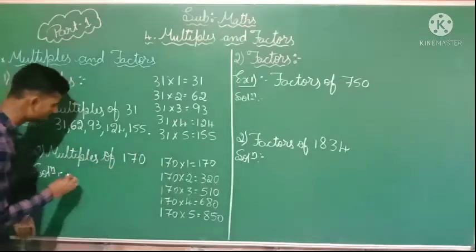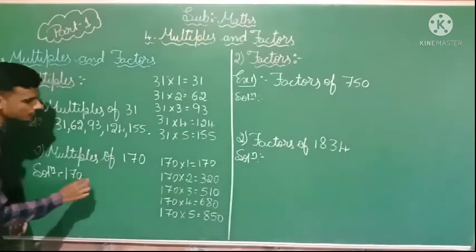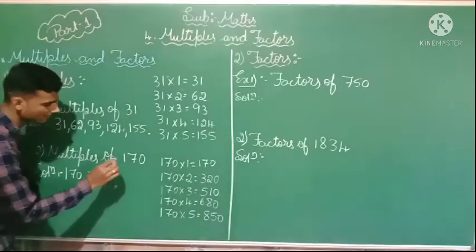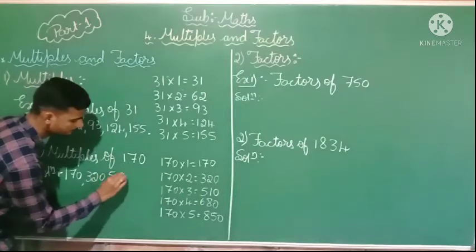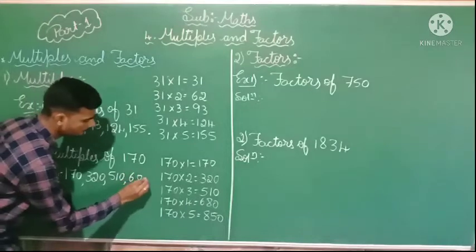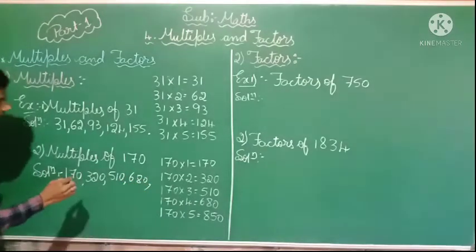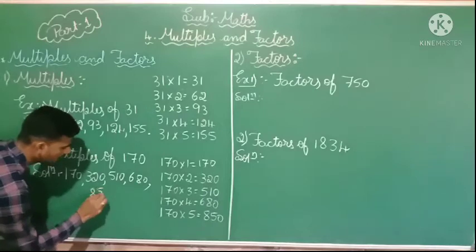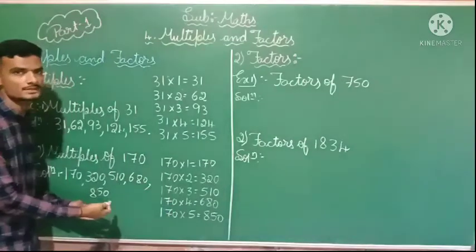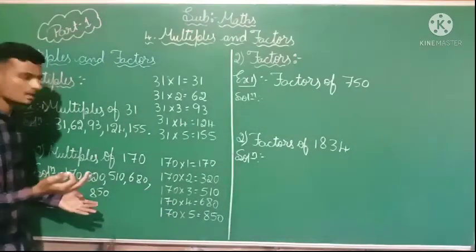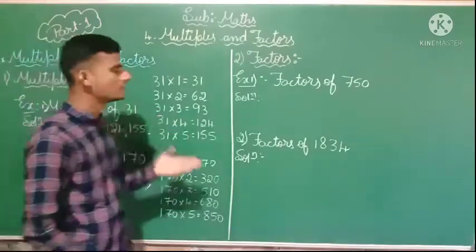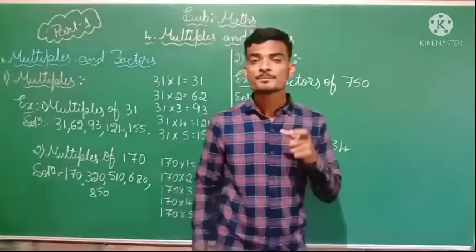170 ones are 170, then 170 twos are 340, then 170 threes are 510, then 170 fours are 680, then 170 fives are 850. Here we need only 4 multiples, but I have written 1 extra also. You can write extra, or 4 is enough. You have to follow this while finding the multiples.